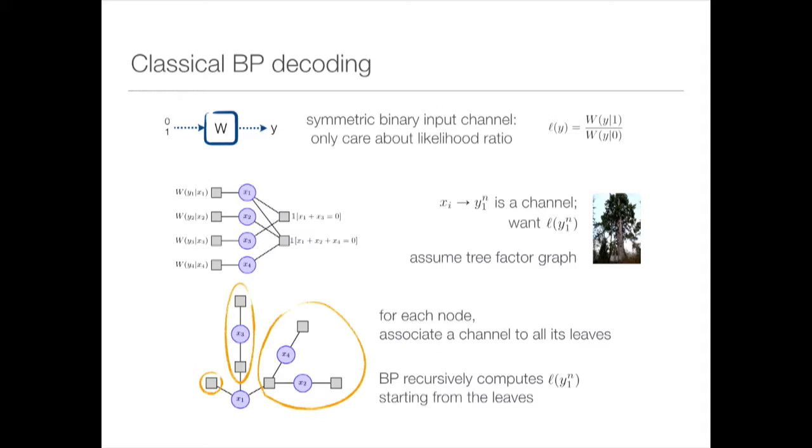Okay, so there's basically two rules that belief propagation has. There's one rule for combining likelihoods when the branch point here is this check node, or when it's a variable node. So here at the root, there's three branches coming out, so the likelihoods of these three channels need to be combined in a certain way. And here there's one, it's a check node, the likelihoods of these two channels need to be combined in a different way.